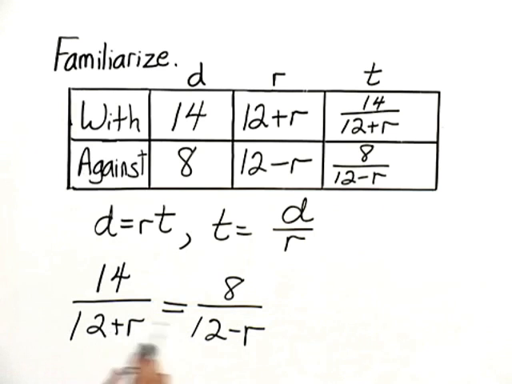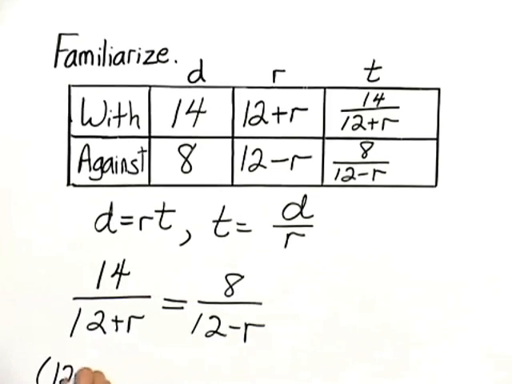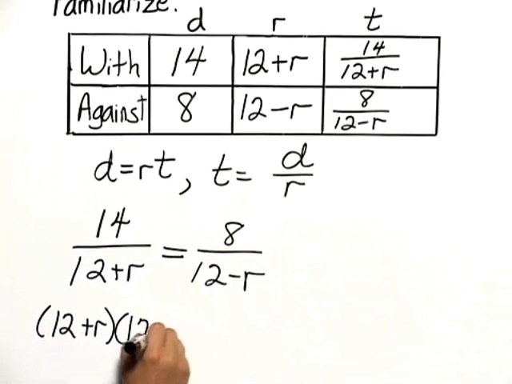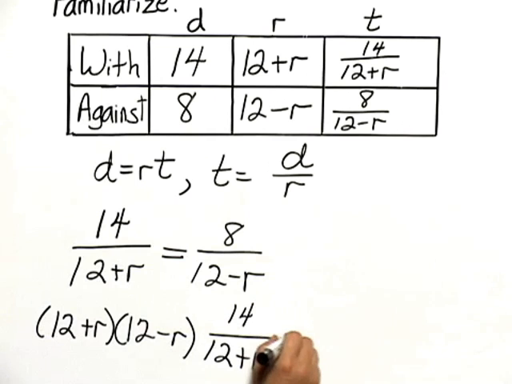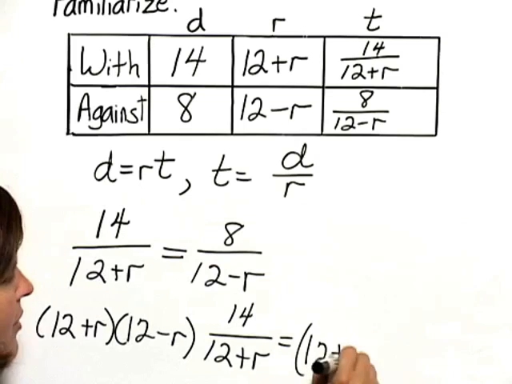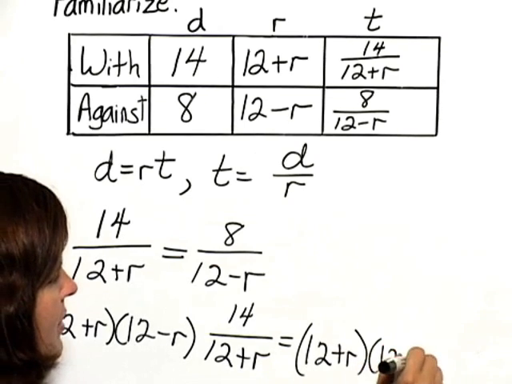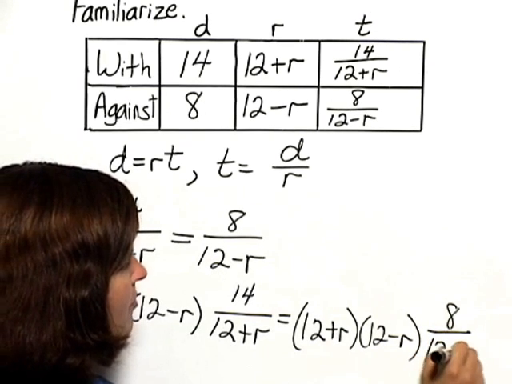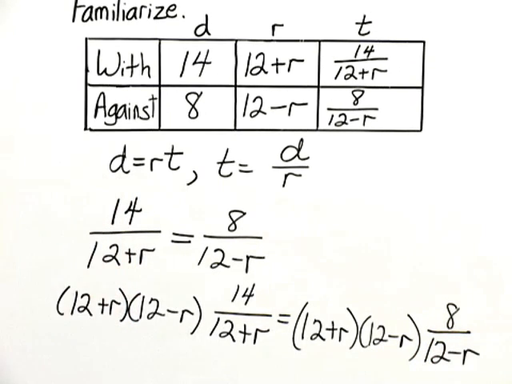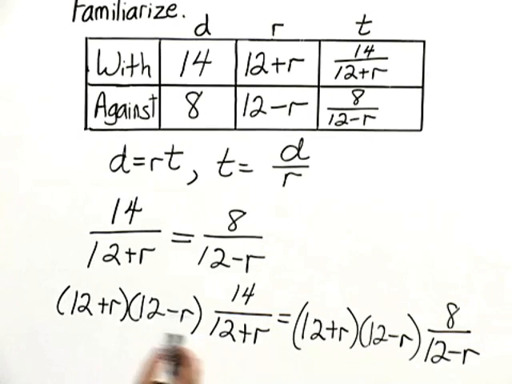The least common multiple of the denominators is 12 plus r times 12 minus r. So to clear the fractions, we multiply both sides of the equation by 12 plus r times 12 minus r. Multiply that by 14 over 12 plus r, that's the left side of the equation, and we also have to multiply it by the right side of the equation, that is times 8 over 12 minus r. This will enable us to clear the fractions.